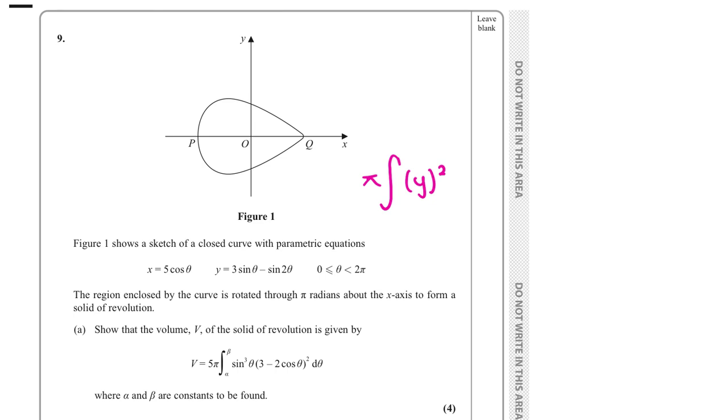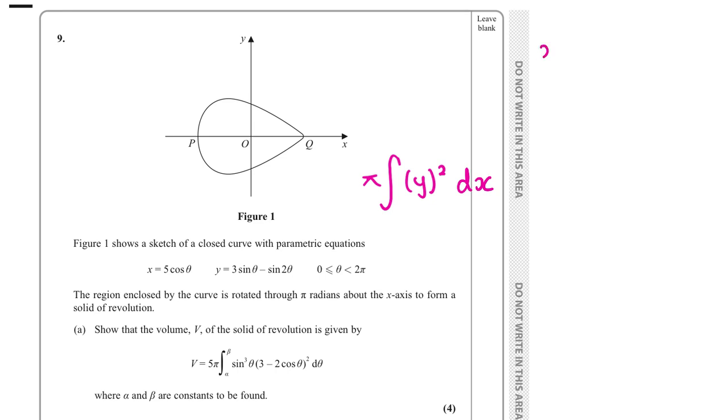Now, because we have parametric equations, we're going to have to sort some stuff out, aren't we? So, let's have a look, shall we? Show that the volume of the solid of revolution is given by this. Okay. So we need to have this in terms of d theta. So far we have it in terms of dx, right? So how are we going to get d theta?